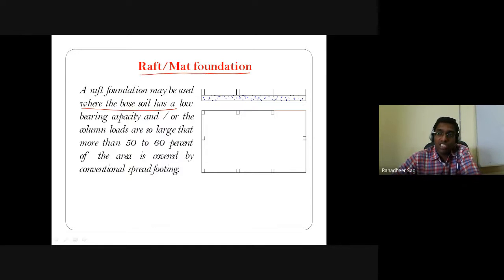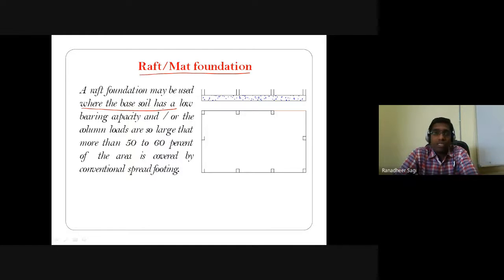Okay, so in the particular case of soil where you have a lower bearing capacity, or if the column loads are so large that the area required for the construction of your isolated footings for carrying those column loads covers more than 50 to 60% of the plan area of the construction, in such a case also, we prefer to go for what is called a raft foundation.